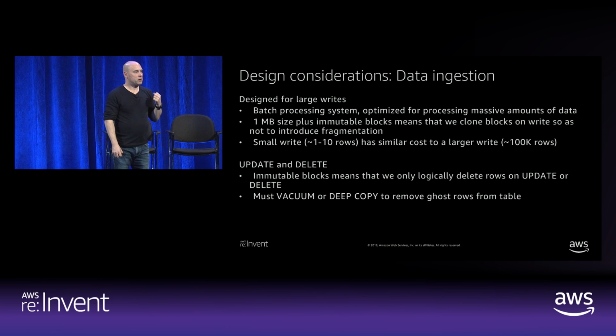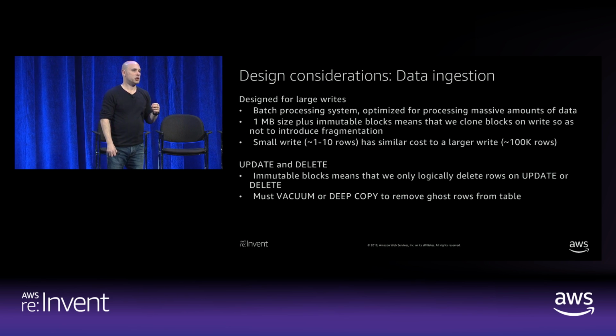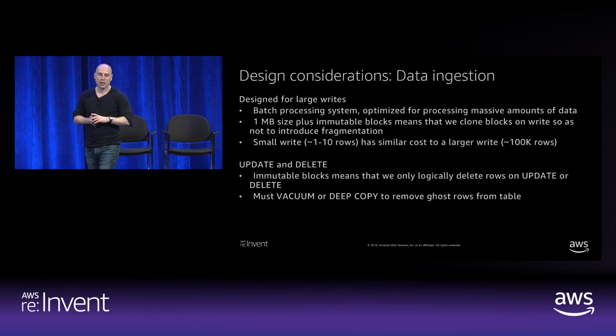Redshift is really designed around big data. It's not meant for small ingestion. Because the blocks are so large in Redshift, being 1 meg blocks, the amount of overhead to ingest just a handful of rows is roughly the same as ingesting hundreds of thousands of rows. So ideally, you want to be ingesting fairly large batches of data.